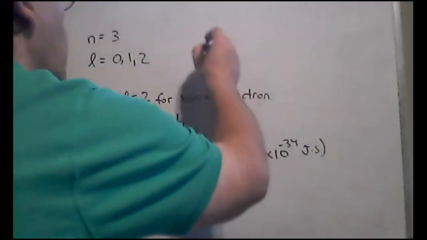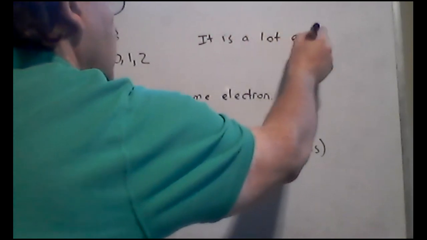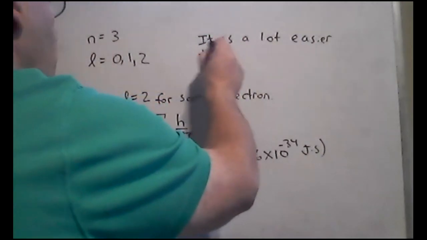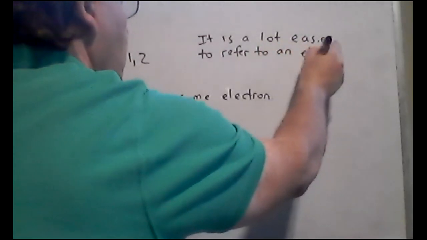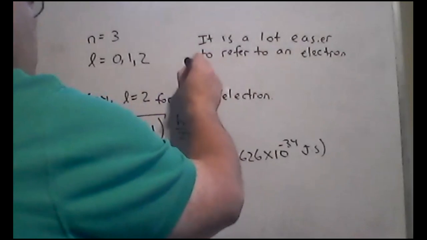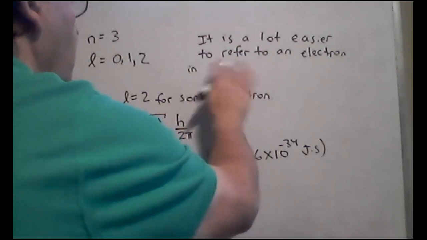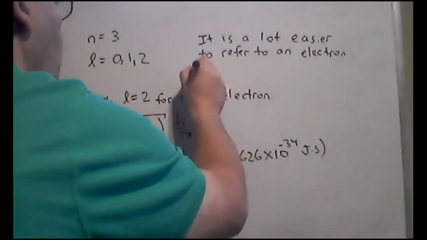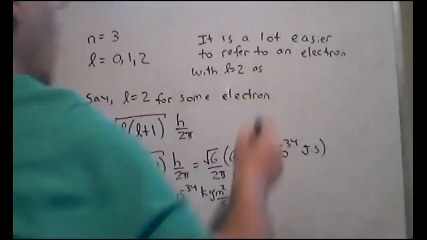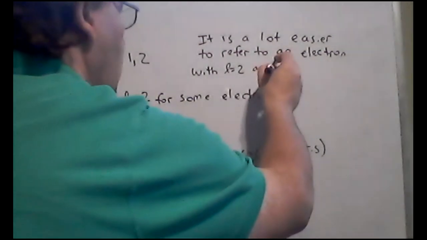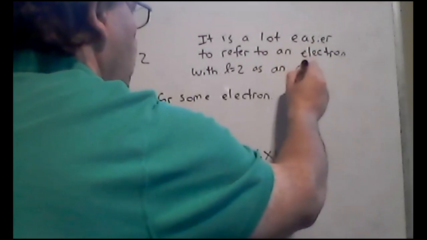It is a lot easier to refer to an electron with such a value as an l equals 2 electron.